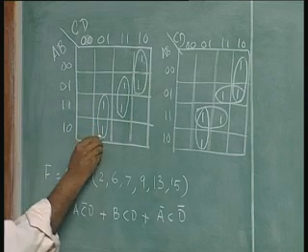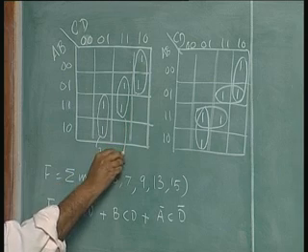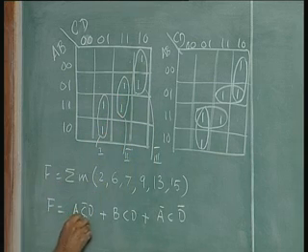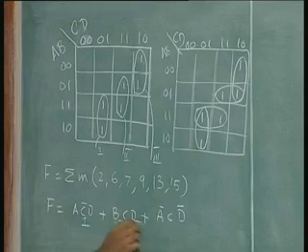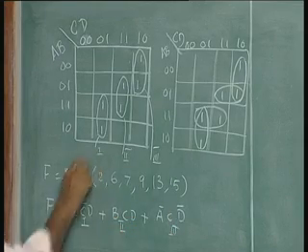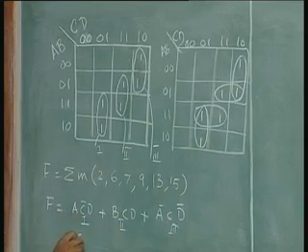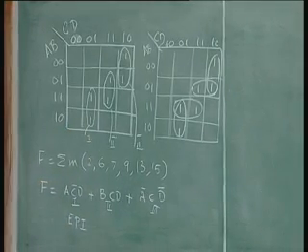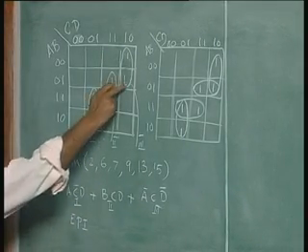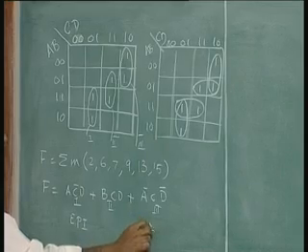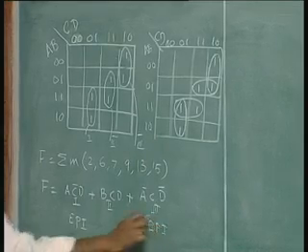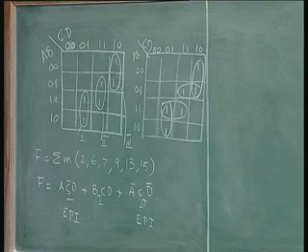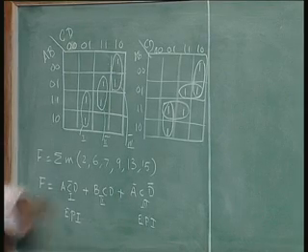I will call this 1, 2, 3. This is 1. 1 is an essential prime implicant because this 1 cannot be covered otherwise. 3 is an essential prime implicant because it cannot be covered otherwise.